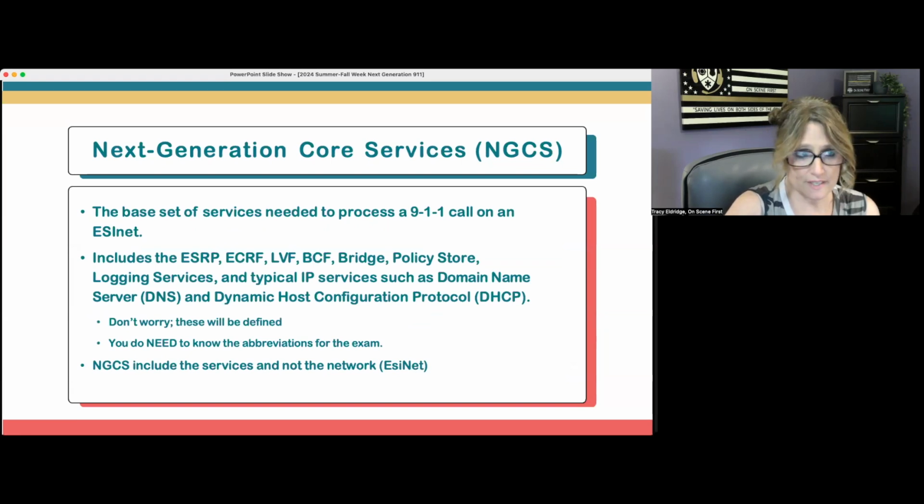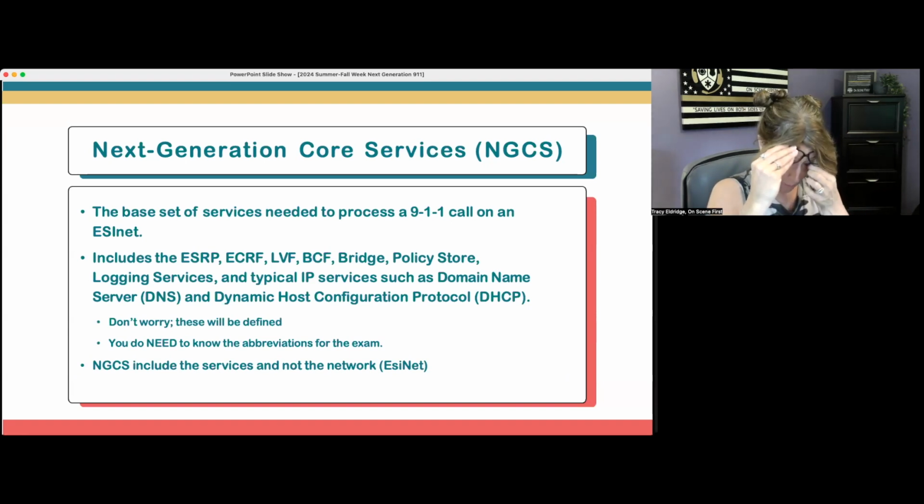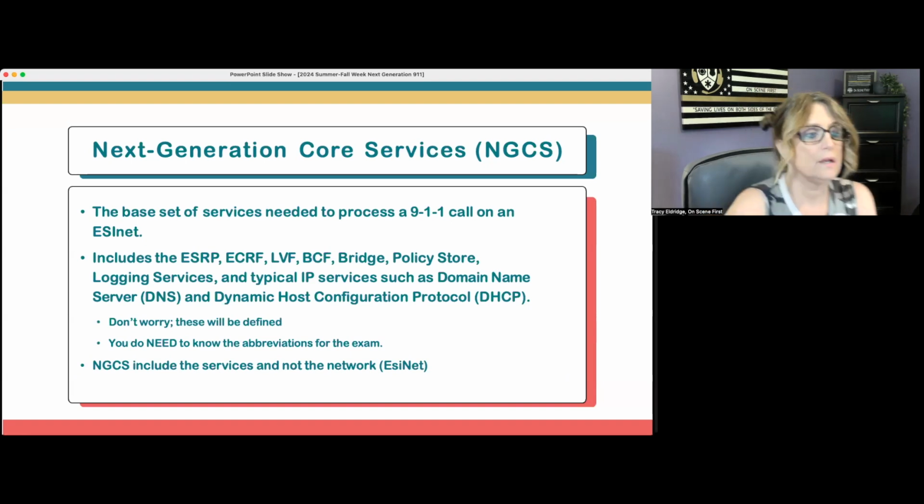Next gen core services, the base set of services needed to process a 911 call on the ESInet. This includes, but is not limited to, some of the things that you see here: the ESRP, the ECRF, LVF, BCF, Bridge, Policy Store, logging services, typical IP services such as DNS, domain name server, and dynamic host configuration protocol. Now, we're going to go over most of those. We're not going over all of them. I have them there in capitals.